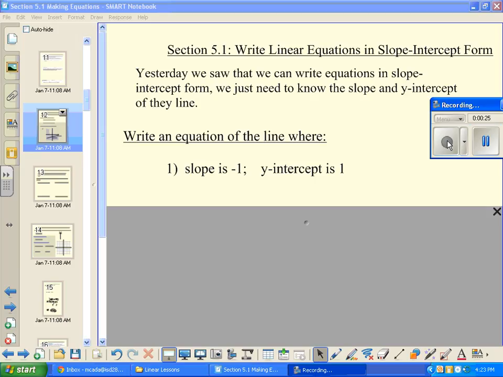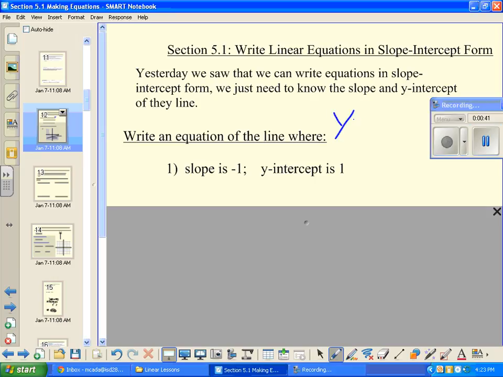But now what we're starting to do in chapter 5 is they're going to give us other information, maybe like some points or the slope or the y-intercept or a combination of those things, and then we're going to use those things to make the equation. We used to get the equation, now we're going to try to make them ourselves given different information. The easiest equation we know how to make is slope-intercept form, because we just need the two things that are in the name, the slope and the y-intercept.